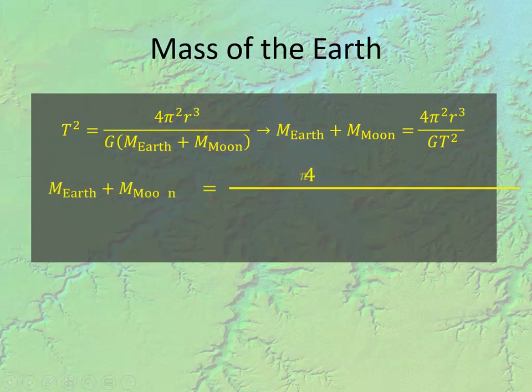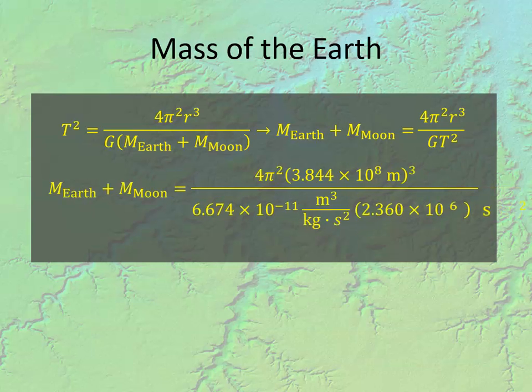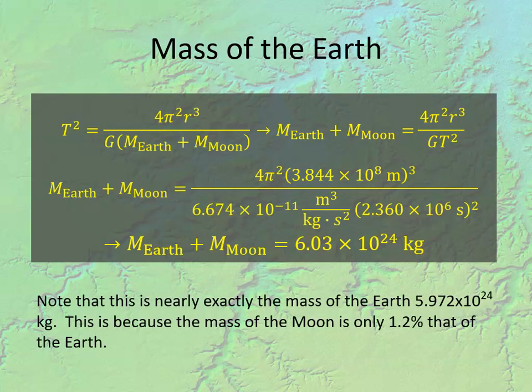And then, don't forget about our givens, which were on the previous page. Well, now we plug them in. Notice the meters cubed cancels, the seconds squared cancels, and what's left over, 1 over 1 over kilograms, is kilograms. So there's the mass of the Earth-Moon system. Oh, it's a little bit more than the mass of Earth. Well, that's because even though our Moon is a lot less massive than Earth, it's not completely negligible. It's about 1/80th of Earth's mass.